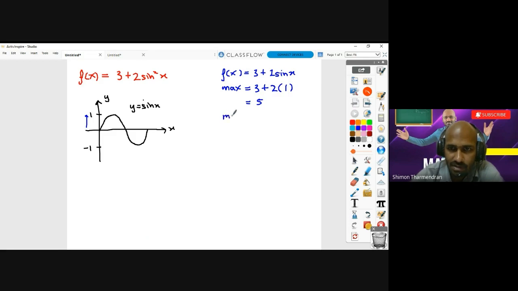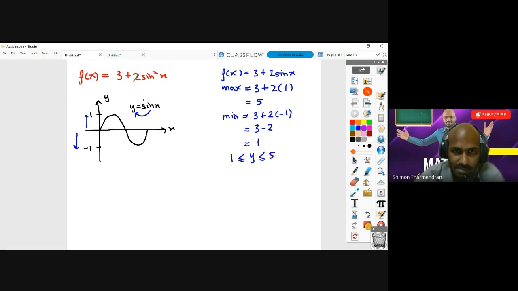And the lowest: again, this sine x is your y. So the lowest it goes on the y is -1. That means you replace the sine function with -1. So we've got 3 minus 2, and this is 1. So what is my range here? My range here is that y lies between 1 and the maximum value, 5.